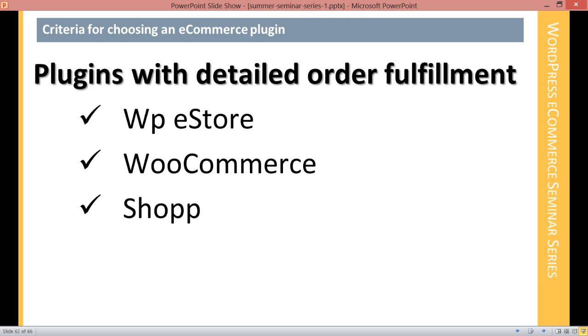You can also think about them in terms of order fulfillment. Right, some of these plugins have very robust order fulfillment systems, and some of them don't. So, for example, Shopp and WooCommerce have very extensive order fulfillment systems, and WP eStore has the ability to, by extensions, have that stuff added. On the other hand, MarketPress and Cart66 have very limited order fulfillment systems.